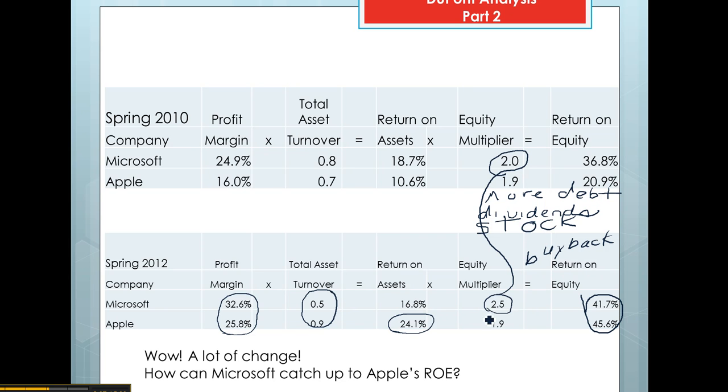Okay. They could also increase that equity multiplier, which they may or may not want to do because of any risk factors.